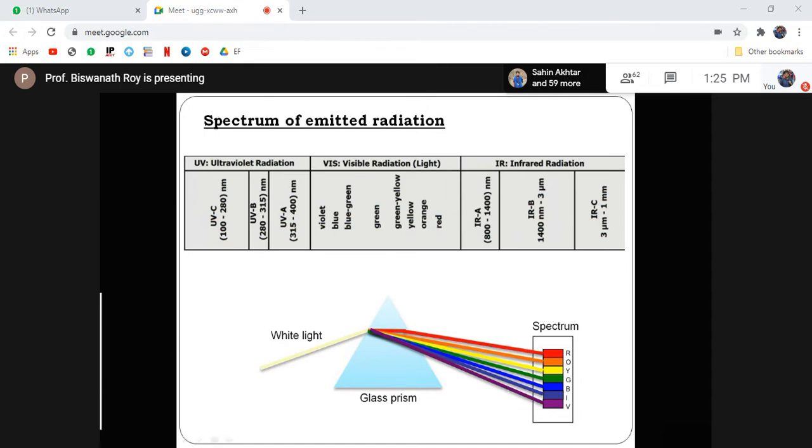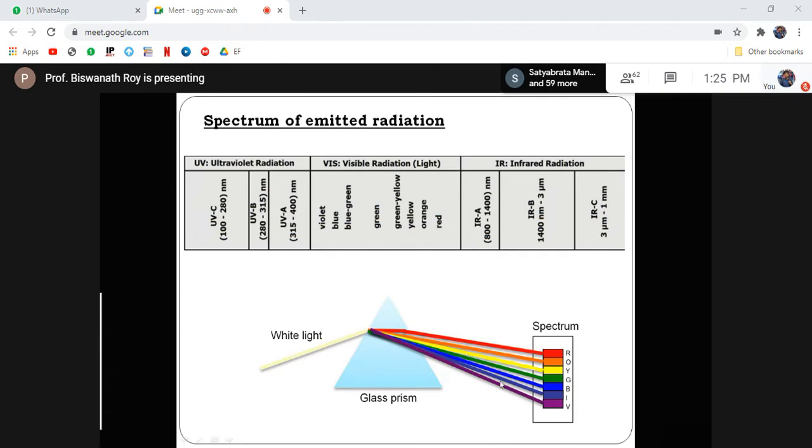The name of the optical process is called dispersion, right? The refraction is taking place here. So when white light is incident on one surface of the prism, from the other surface after emission, it is actually split into constituent wavelengths. So this phenomenon is the dispersion.